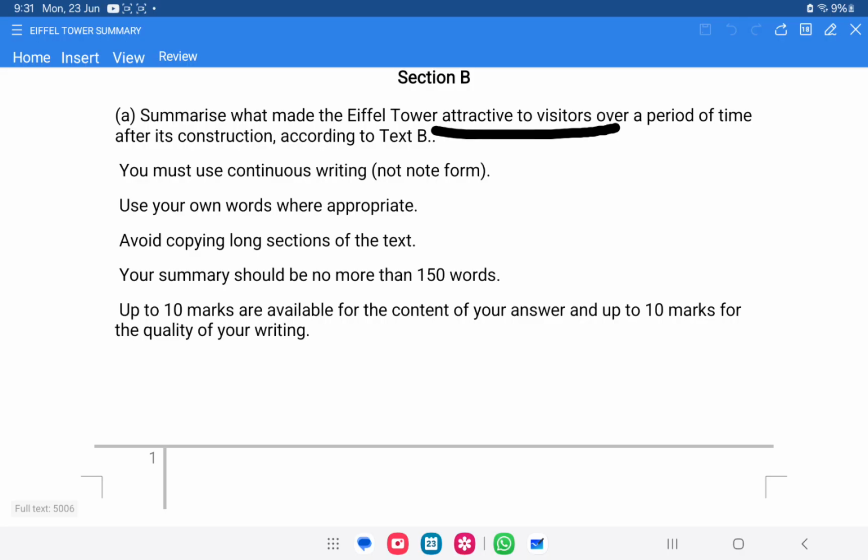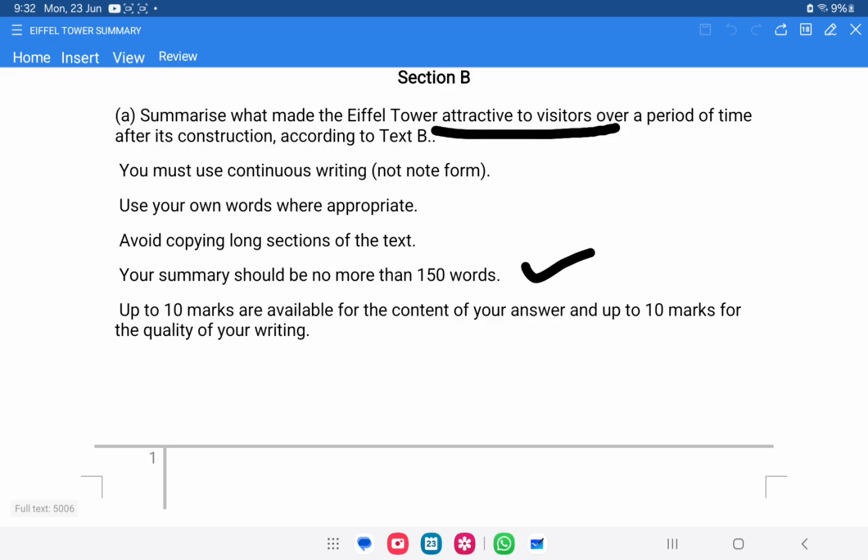You must use continuous writing, not note form. Use your own words where appropriate. Avoid copying long sections of the text. Now this is something: use your own words where appropriate. While you are practicing, use your own words in each and everything, right? Do not copy anything from the text except important words. You can copy important words, but do not copy sentences. Avoid copying long sections. Your summary should be no more than 150 words.